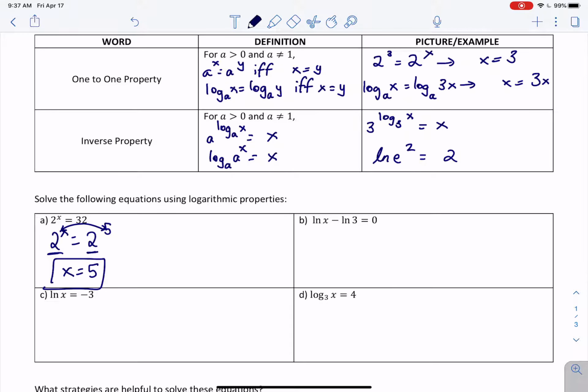On this next one, I have natural log of x minus natural log of 3 equals 0. If I shift it to the other side, now I have natural logs on both sides. That can only be true if the inputs are equal. So x has to equal 3.